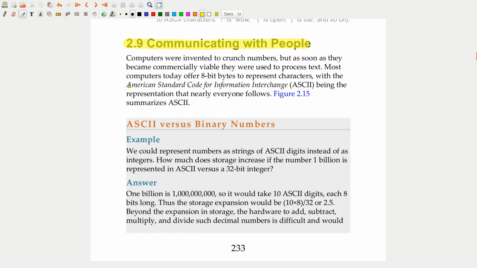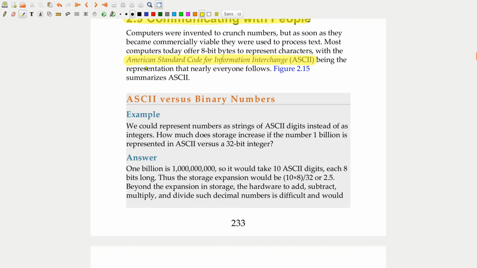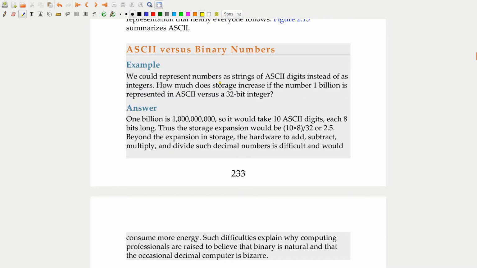Most people know about ASCII, a very standardized way of representing very commonly used symbols by binary digits. ASCII stands for the American Standard Code for Information Interchange. So we could represent numbers as strings in ASCII.